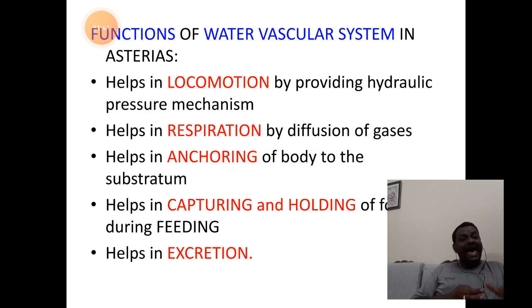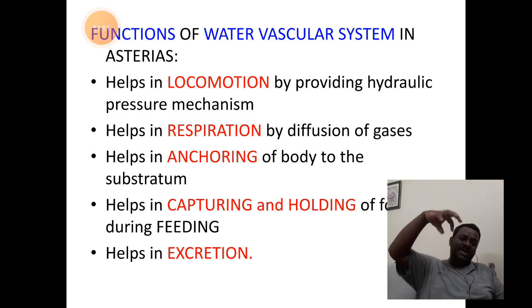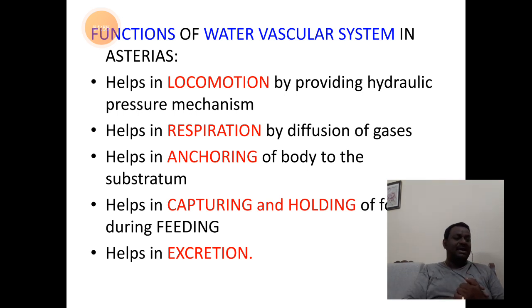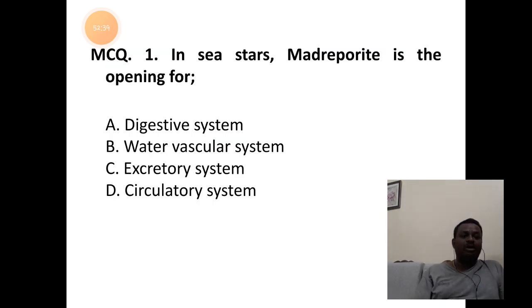The third important function is anchoring of the body of Asterias to the substratum. For a firm attachment, the suckers of the tube feet help them to attach to the substratum. Next, it also helps in capturing and holding of the food during the feeding process, and also helps in the process of excretion. So locomotion, respiration, anchoring, capturing of food, and excretion are all served by the tube foot structure related to the water vascular system, and thus they remain the major functions. So with this we are completing the concept of the ambulacral system or water vascular system of Asterias.